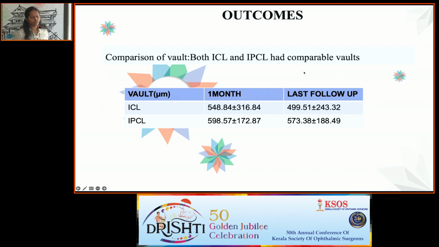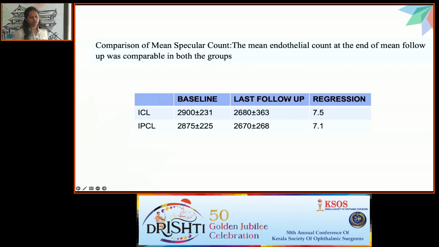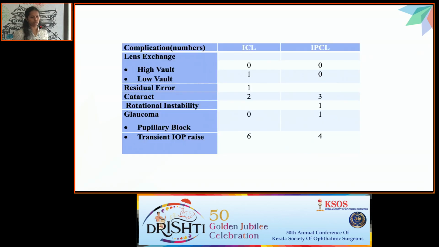The vault was seen to decrease from 1 month to the last follow-up in both groups. Specular count was also found to decrease, with a regression rate of 7.5 in ICL and 7.1 in IPCL. Coming to the complications, one patient in the ICL had to undergo lens exchange due to low vault, one patient in the IPCL had rotational instability, and one in the ICL had residual error, neither of which went for resurgery. Cataract was there in two of the ICL and three of the IPCL patients, and one patient of IPCL had pupillary block glaucoma. Transient IOP rise due to steroids was seen in six of the ICL and four of the IPCL patients.